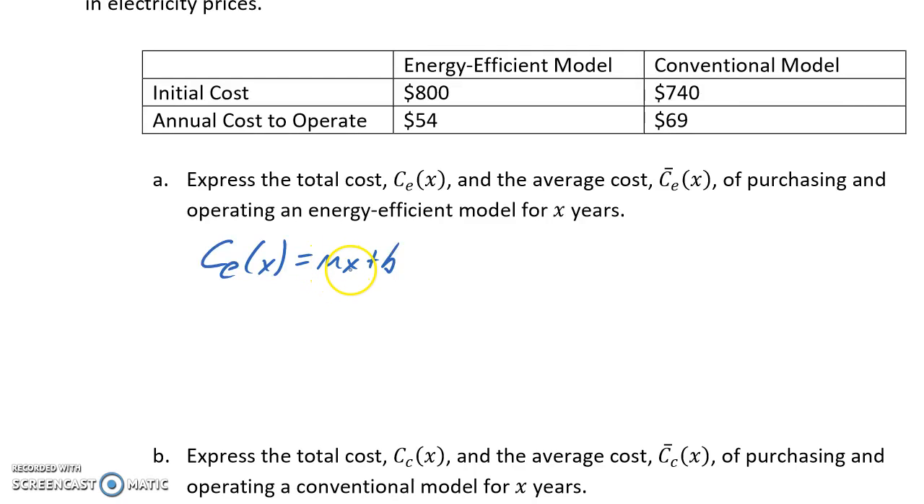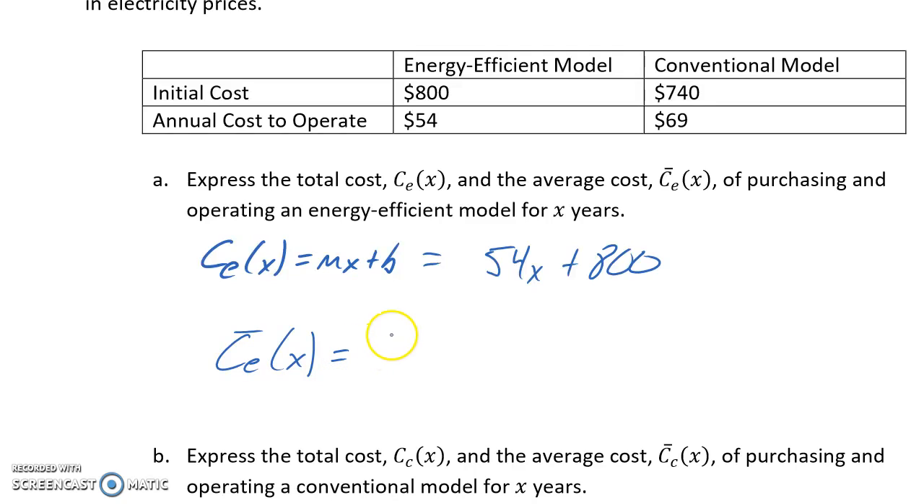So that would be our variable cost times the years, making our cost function 54x plus 800. And then that would mean that our average cost function for the energy efficient model would be 54x plus 800 over x.